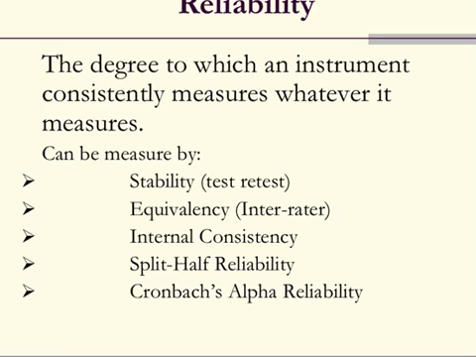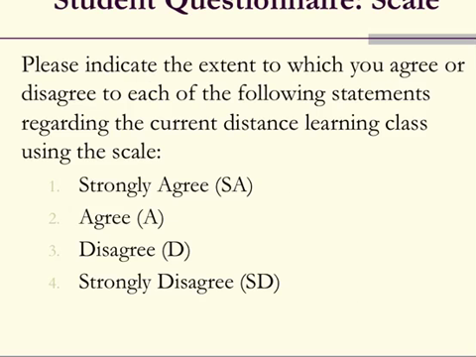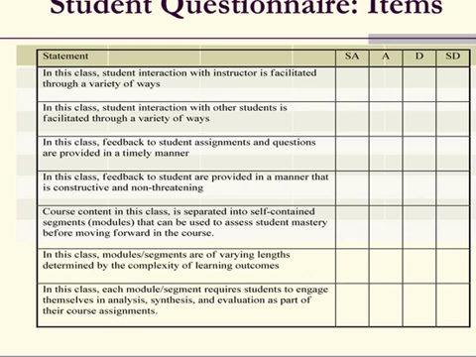0.7, 0.8, that's acceptable. 0.9 and above is absolutely excellent reliability. So if we look at a question, okay, we've got, indicating the extent to which you agree or disagree with each of the following. So the students basically take this short survey. Here's an example of the questionnaire.